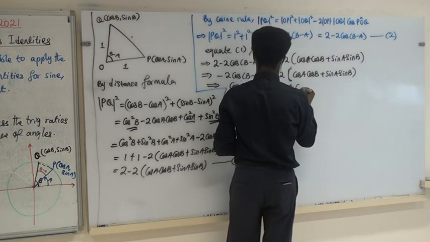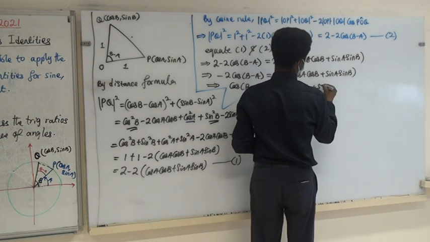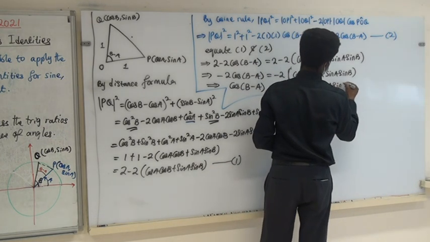So we have cos A cos B, right? Plus sine A sine B.